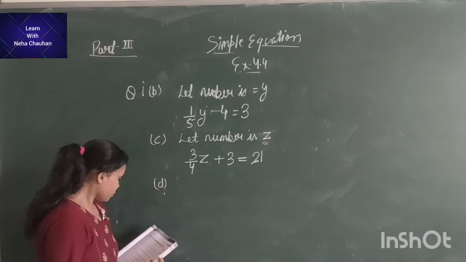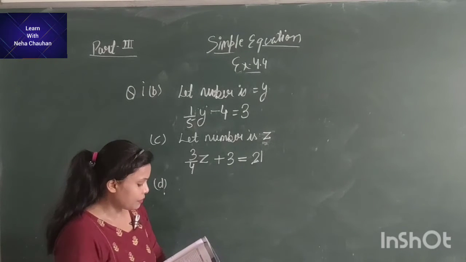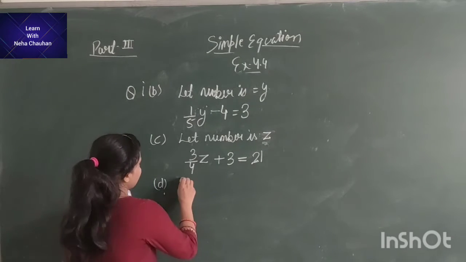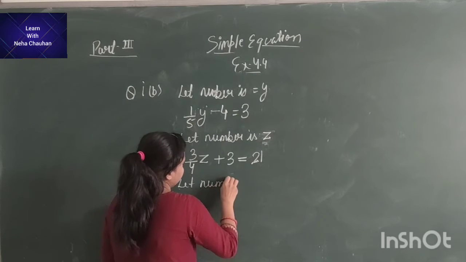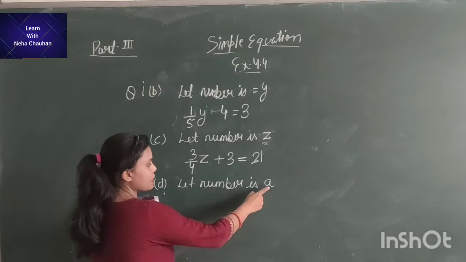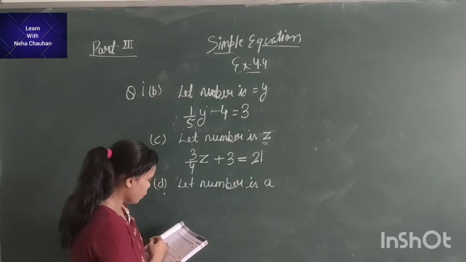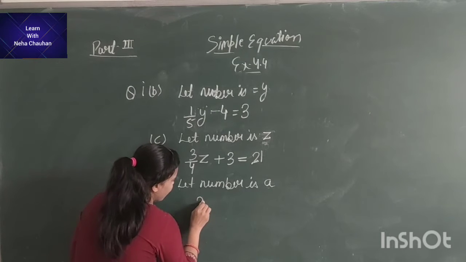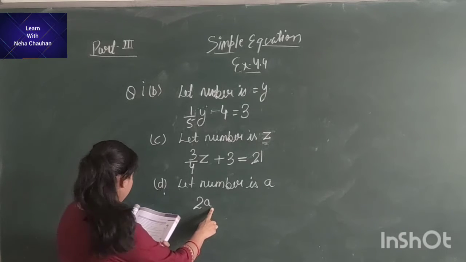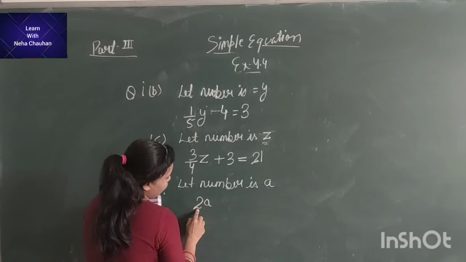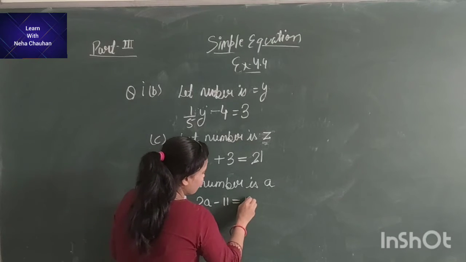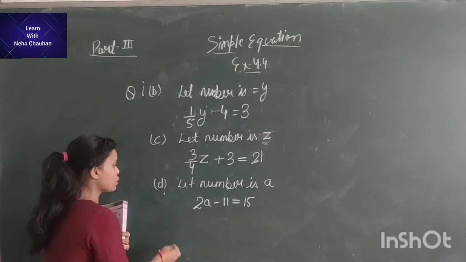Next is: when I subtracted 11 from twice of a number, the result was 15. Let the number be a. Twice of a number means 2 times the number, and we subtract 11 from it, we get 15. So this is the equation for D part.